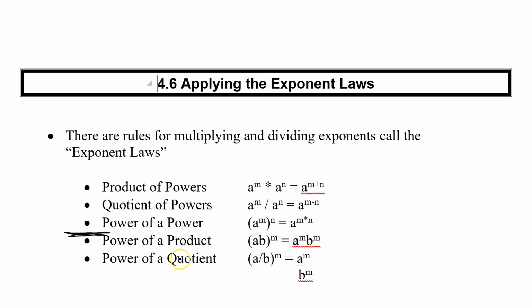Same thing happens if I'm dividing inside my brackets, a divided by b. Again, the m can be applied to everything inside the brackets, to the a and to the b. So I would get a to the m divided by b to the m. So in these 2, essentially what we're saying is everything inside the brackets can be raised to a power. Let's look at examples here.